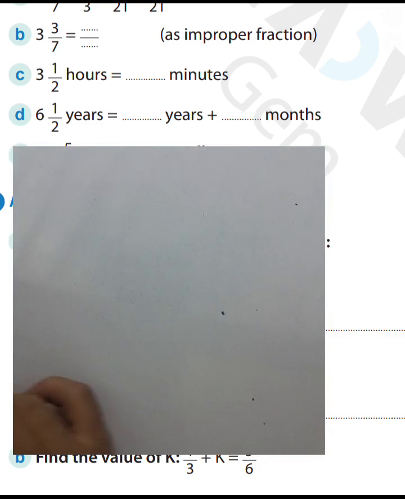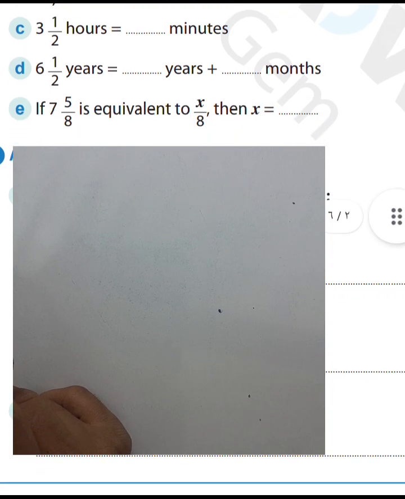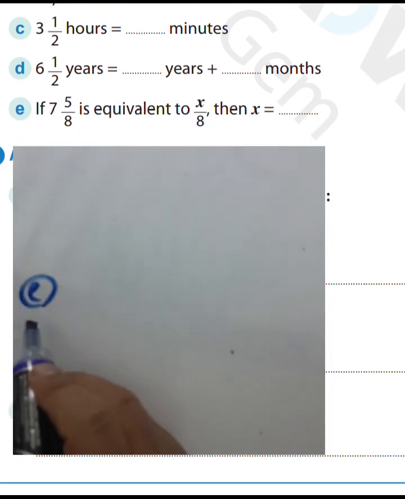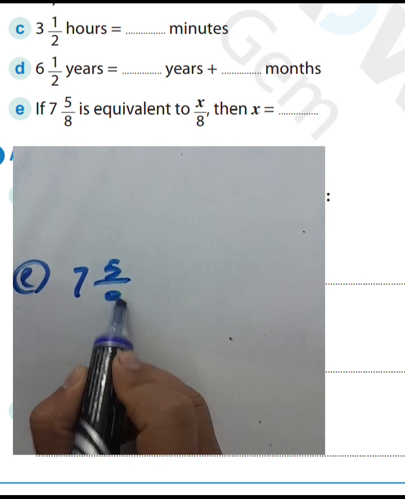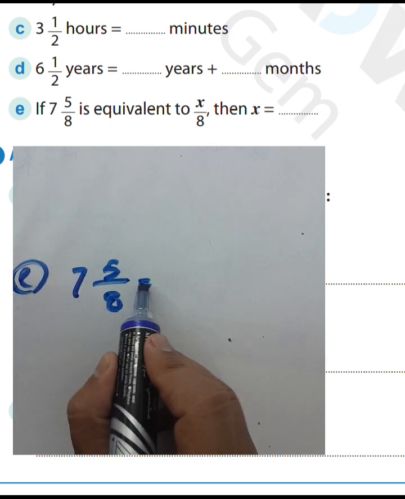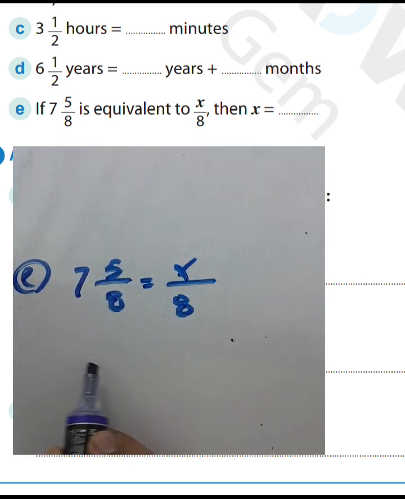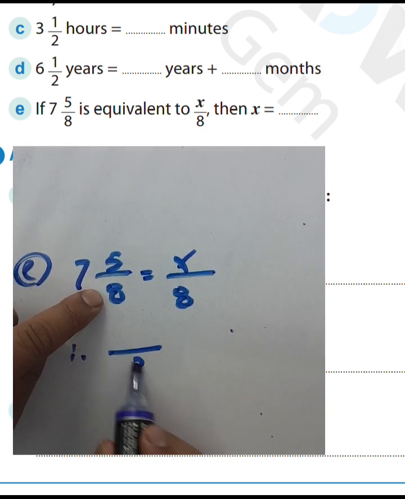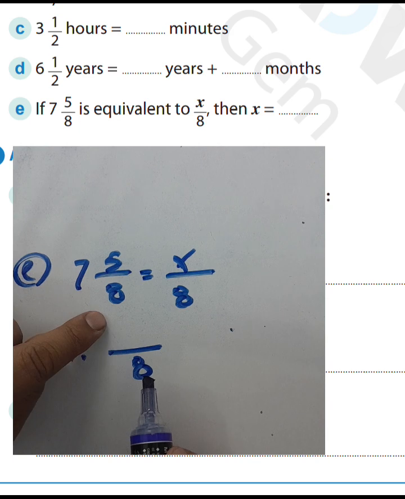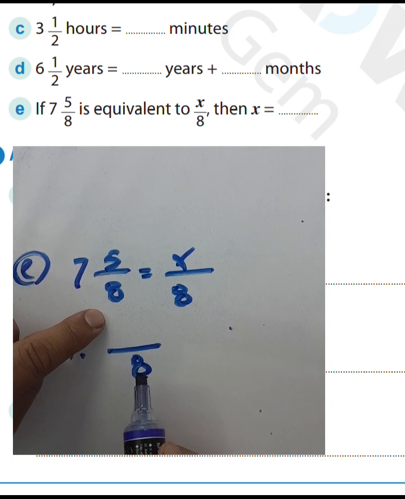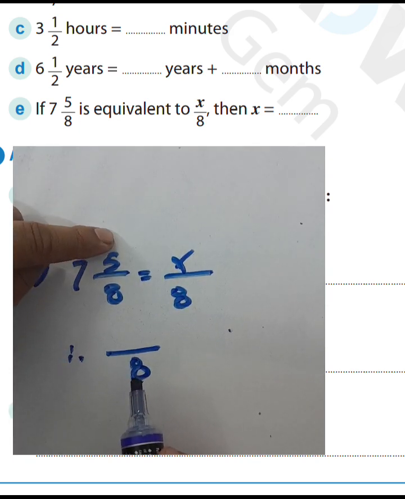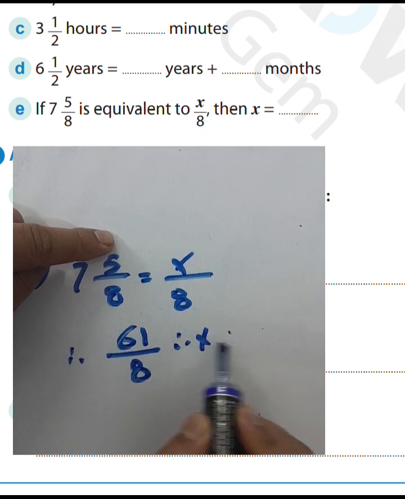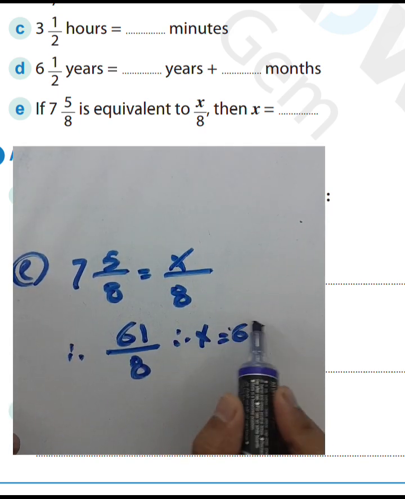Okay. Question letter E. 7 and 5 over 8 is equivalent to x over 8. We know 7 and 5 over 8 is called a mixed number. To convert to improper, write 8 in the denominator, 7 times 8 equals 56. 56 plus 5 will be 61. Then the value of x here will be 61.